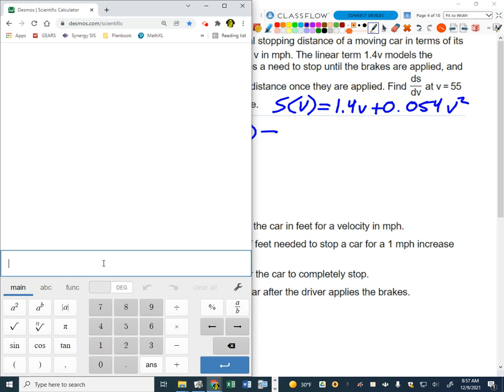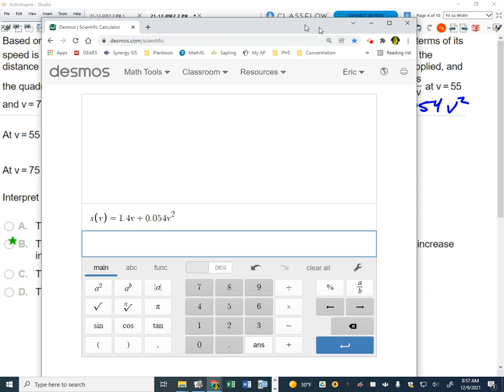All I've got to do is define the function. So S of V equals 1.4 V plus 0.054 V squared. Go down to the next line, and we'll evaluate that.